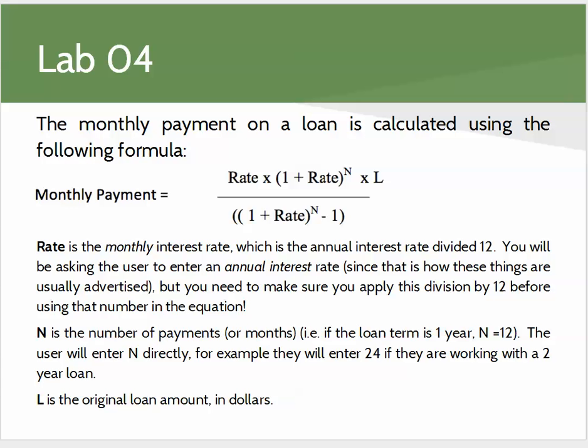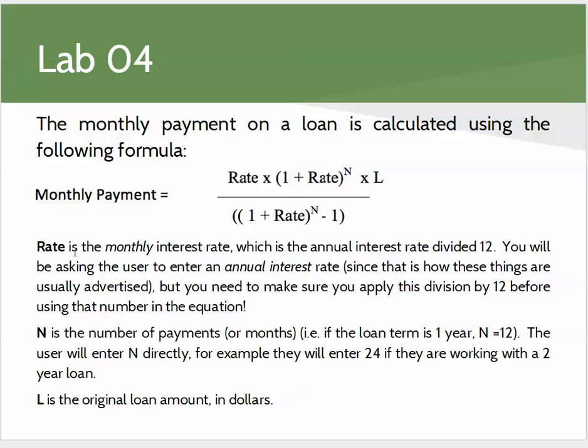All right, so Lab 4 is all about putting together a number of things that we've done over the last few modules. It's going to involve using the power function, and it's also going to require you to do some output formatting. So I want you to calculate the monthly payment on a loan using the following formula. So I've got the interest rate, the number of times you pay per year, and the amount of the loan.